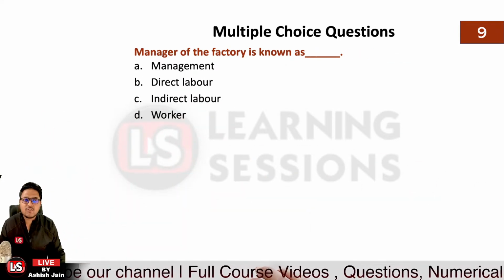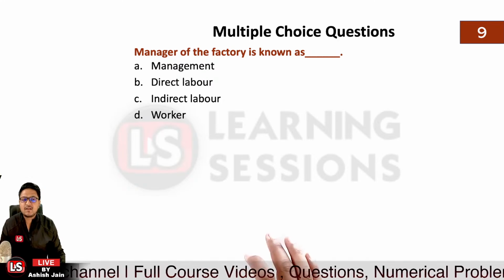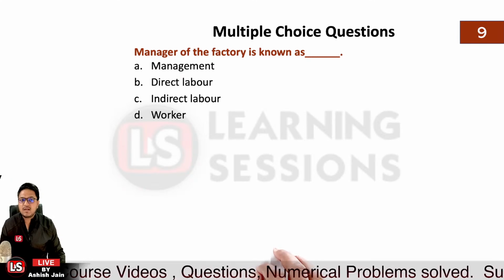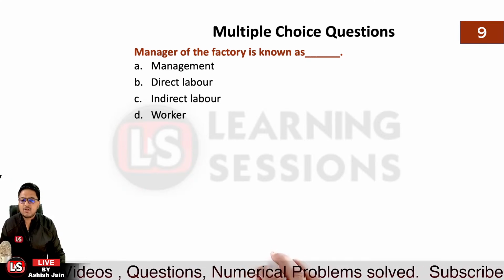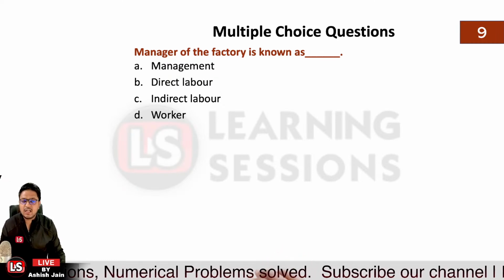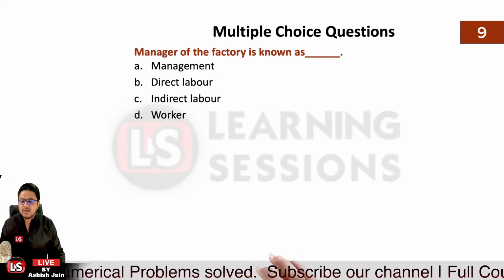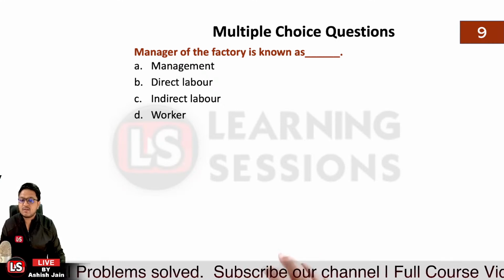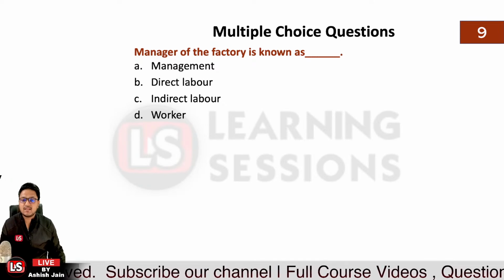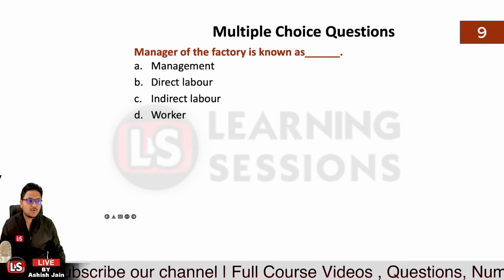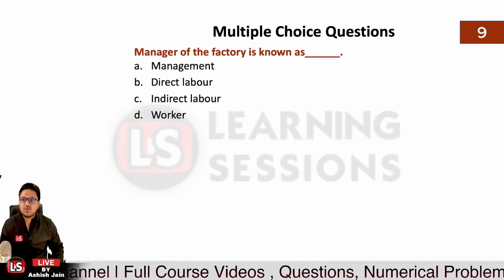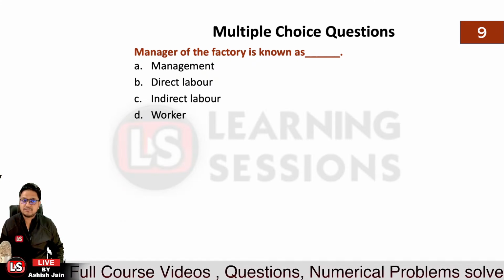Next question, it says manager of the factory is known as management, direct labor, indirect labor, or worker. It will be option C, that is the indirect labor, because the manager itself is not there to manufacture the goods itself. So it will be the indirect labor. So option C over here would be the right answer, and Manohar has answered at the earliest.